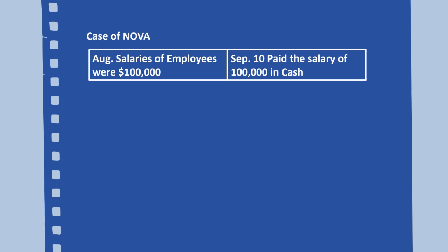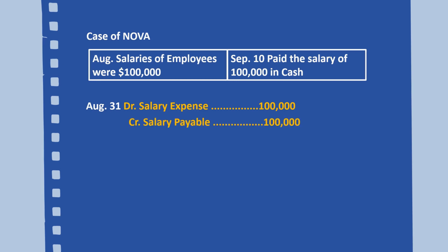Welcome back. In August, Nova's employees poured their heart and soul into their work. The company benefited from their efforts. And as August came to a close, it was time to recognize the related expense. But the expense hadn't been paid, so it should be recorded as an obligation to pay salaries, known as salary payable. On September 10th, Nova handed out the paychecks.